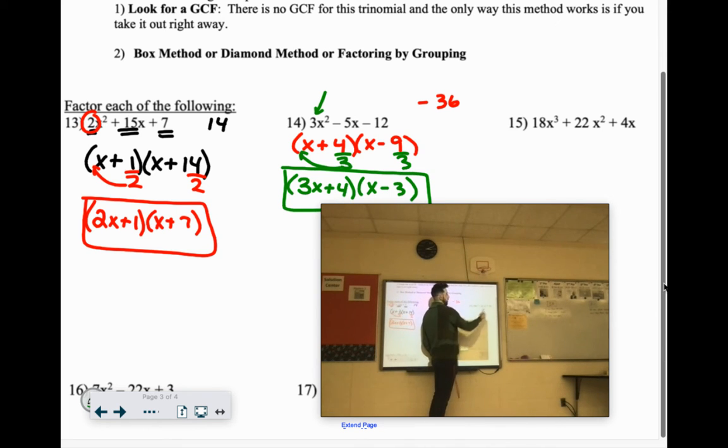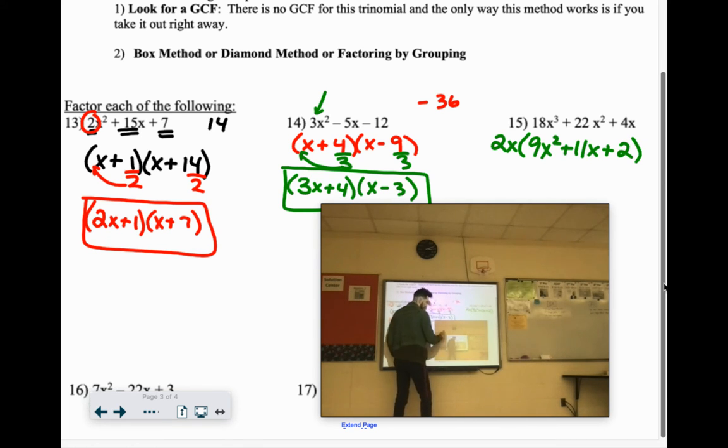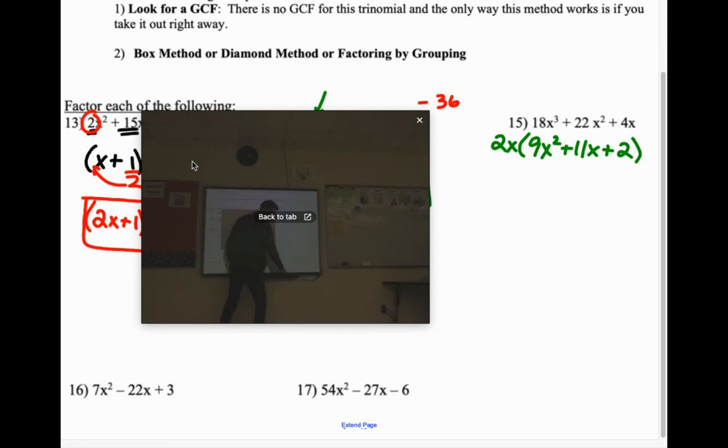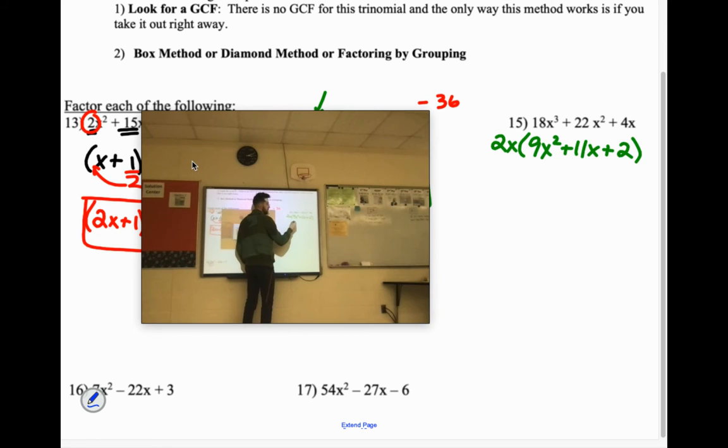All right, we look for a common factor. I see they're all even and they all have an x, so we can kick out 2x, which leaves us with 9x squared plus 11x plus 2. Now, we'll ignore the 2x till the end.